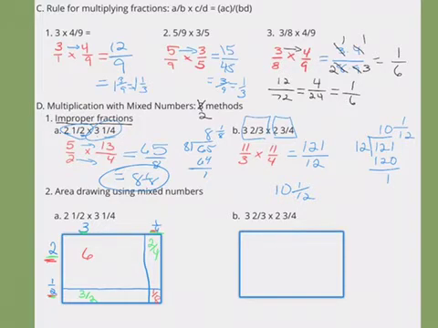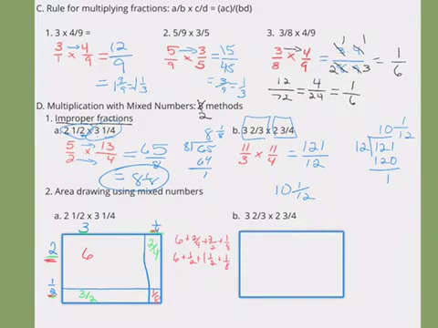Once I have that multiplied out, then I want to add up my numbers. So I have 6 plus 2/4 plus 3 halves plus 1/8. I know that 2/4 is the same as 1/2, so what I have here is really 6 plus 1/2 plus 3 halves is 1 1/2 plus 1/8.